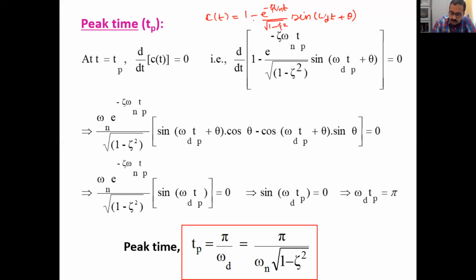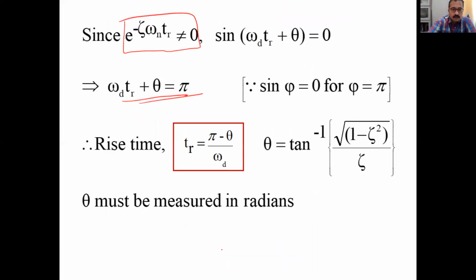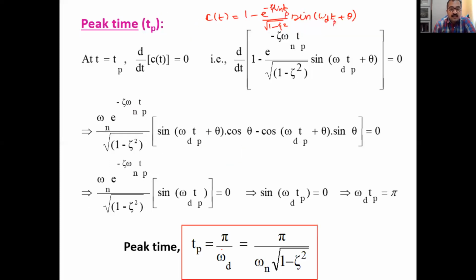So you differentiate that: 1 minus e raised to minus zeta omega n tp by root of 1 minus zeta square, sine(omega d tp plus theta). When you differentiate that, you will get an expression of this kind, and eventually you will get tp as pi divided by omega d. What is omega d? That is the damped frequency. Omega d is omega n into root of 1 minus zeta square. So what was rise time? Pi minus theta by omega d. Correct? Pi minus theta by omega d. What is peak time? Peak time is pi by omega d.